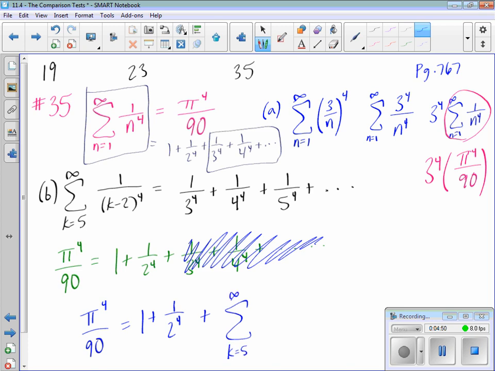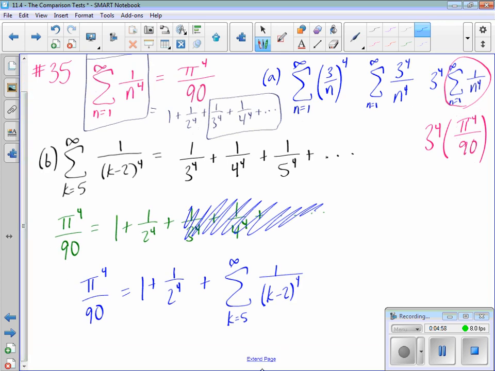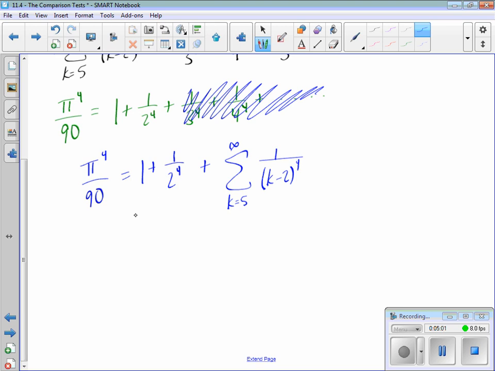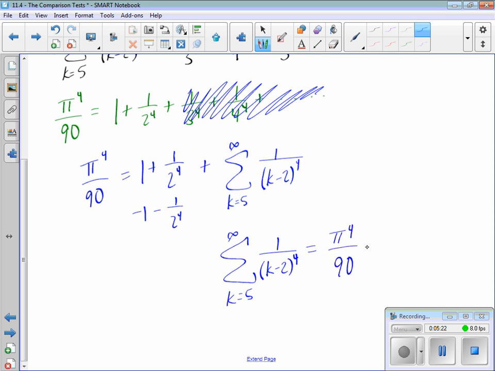So how would I get this piece by itself that I'm writing out right now? Subtract the other two pieces over, right? So if I'm trying to get what this is equivalent to, I'm going to subtract the 1 over, and I'm going to subtract the 1 over 2 to the 4th over. So this piece here is equivalent to pi to the 4th over 90 minus 1 over 2 to the 4th. And that's correct to 3 decimal places, so I'm going to circle it.